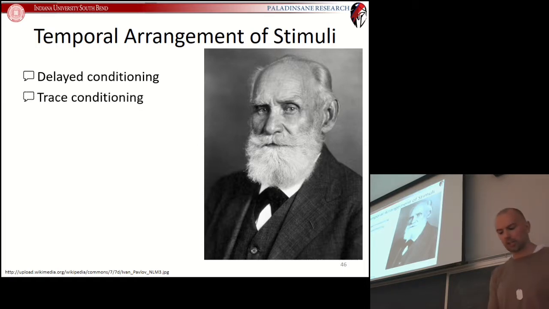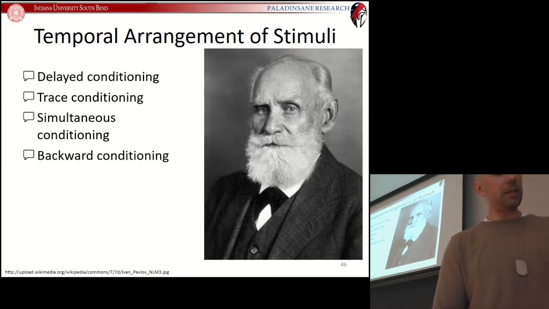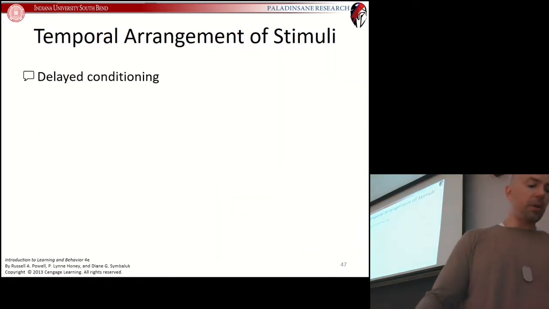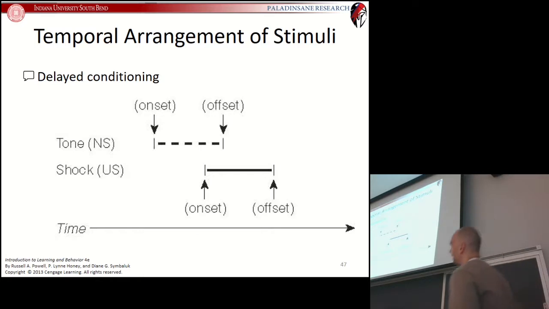We have delayed conditioning, trace conditioning, simultaneous conditioning, and then lastly, backward conditioning. So we'll take a look at delayed conditioning first. What we're going to take a look at is a few examples of delayed conditioning. We'll start off with the tone and the shock. So that is the schematic for delayed conditioning.